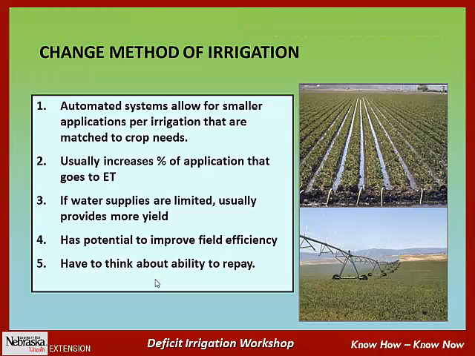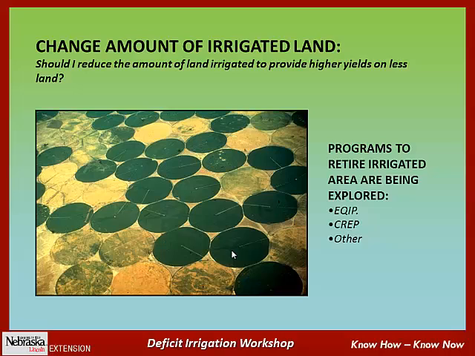So changing method is certainly one thing people have looked at. I'll let you look at some of these and look through what we do here. All of these have the potential to improve efficiency. Just because that system happens to have the ability to go 90% efficient doesn't mean everybody's going to get there.